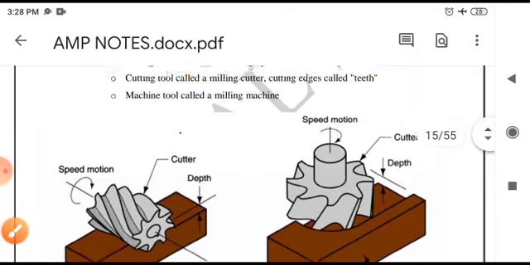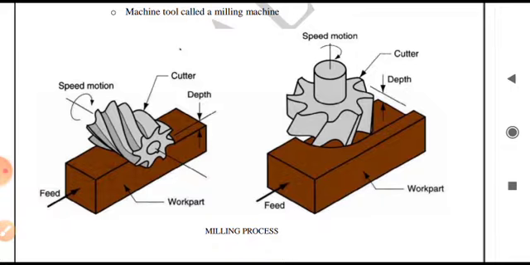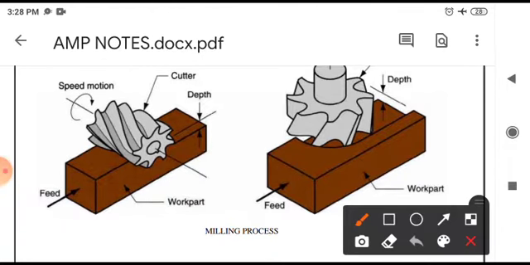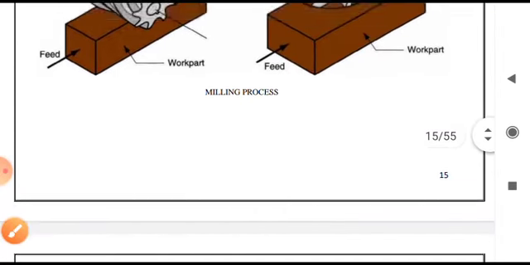The edges on this tool are called teeth. Then this is the workpiece which is fed against the tool. In this particular machine, the tool keeps rotating and we have to feed the workpiece. In other machines like the lathe, the workpiece moves and we have to feed the tool, but in the milling machine we feed the workpiece and the tool keeps moving.